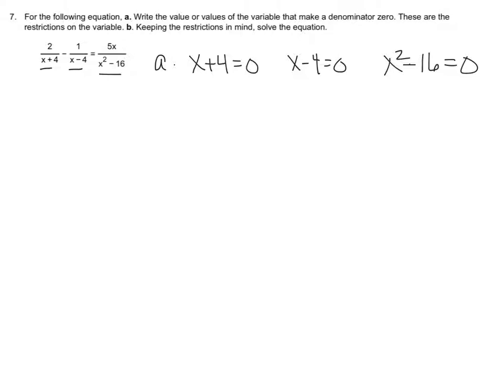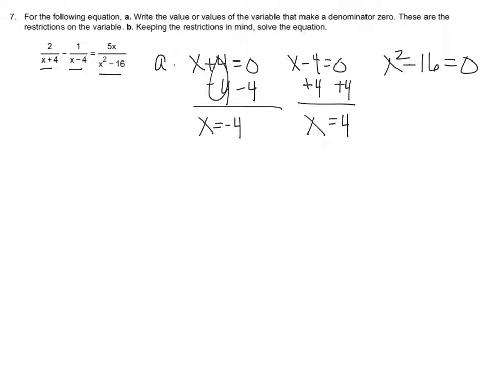If I look at my x plus 4 equals 0, I'll subtract 4 on both sides, and I have x equals a negative 4. X minus 4 equals 0, I'll add 4 to both sides, and I get x equals a 4. Now I have an x squared minus 16 equals 0.